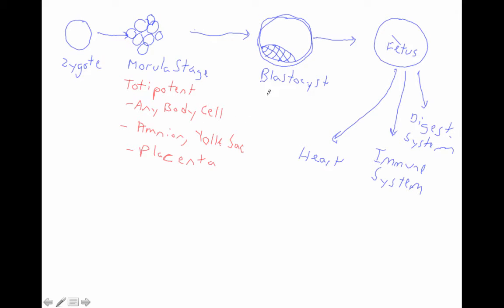Now the blastocyst, we call these pluripotent. They have a lot of potential, but not quite as much as the totipotent. They're pluripotent cells.